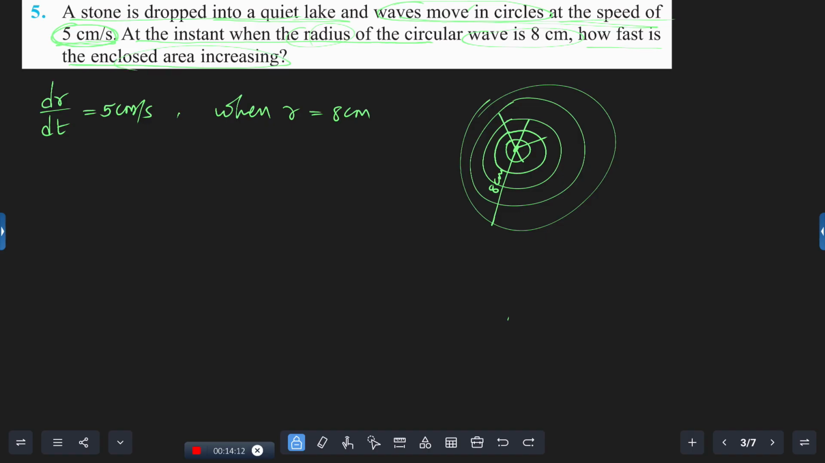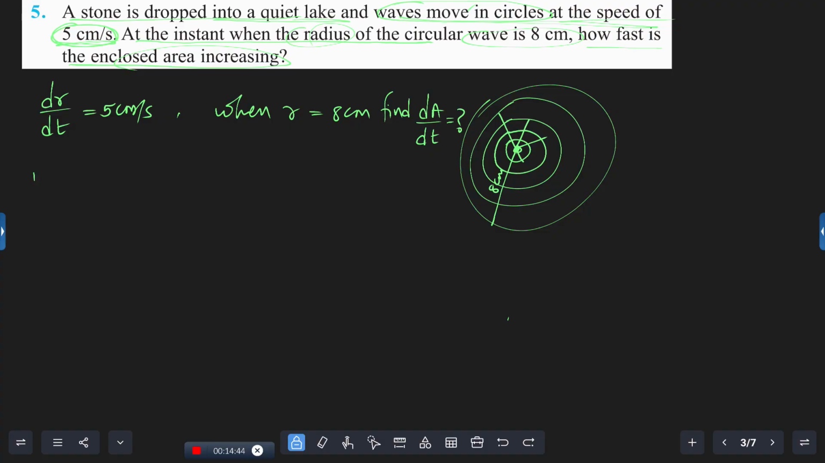Suppose radius is 8 centimeter, from here to here it is 8 cm, right? How fast will the area be increasing? That is what they are asking. When r equals 8 centimeter, find the area increasing, meaning dA by dt, they are asking. Have you understood? The diagram is only for understanding purpose. They will not allot marks for it in this question. If you want to draw, you can draw, not an issue.